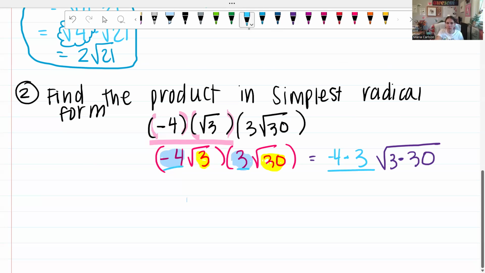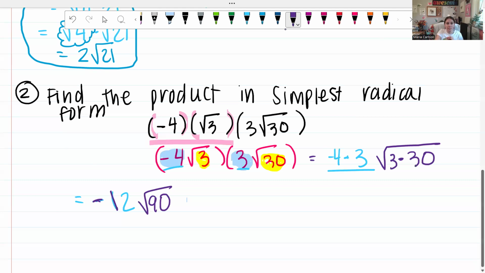And now let's actually multiply. So -4 times 3 is -12. And then we have the square root of 3 times 30, which is 90. So we have -12 square root of 90, which is not in simplest radical form.